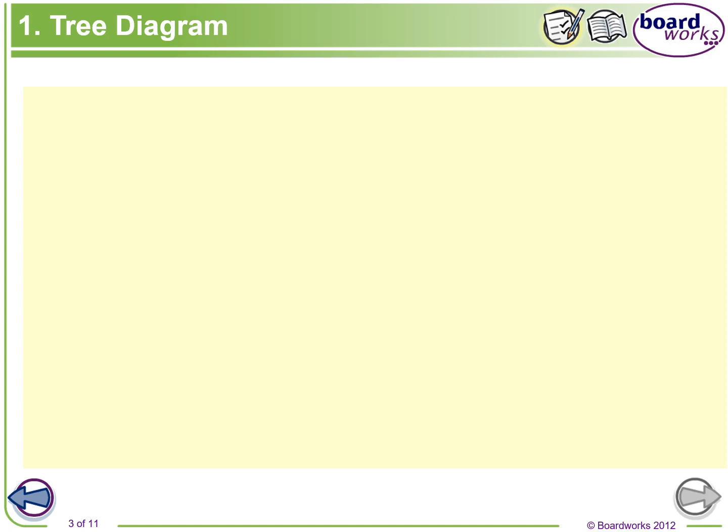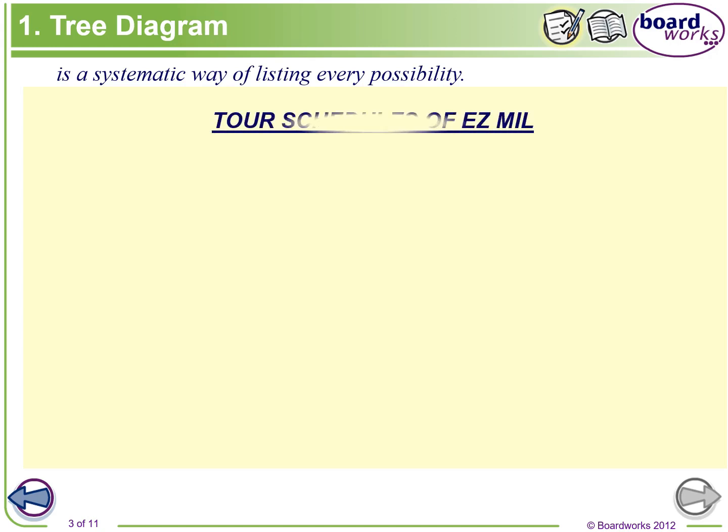The first kind of counting technique that we are going to discuss is a tree diagram. What is a tree diagram? A tree diagram is a systematic way of listing every possibility. So let's try to find out how many tour schedules Ace Millie has.